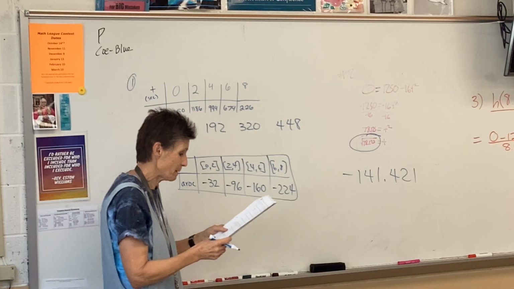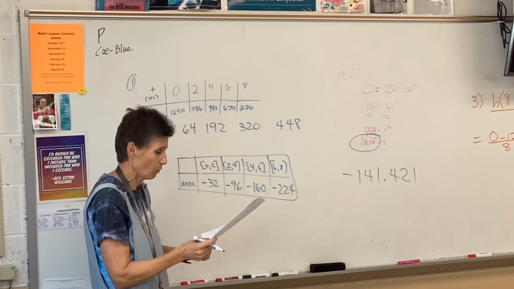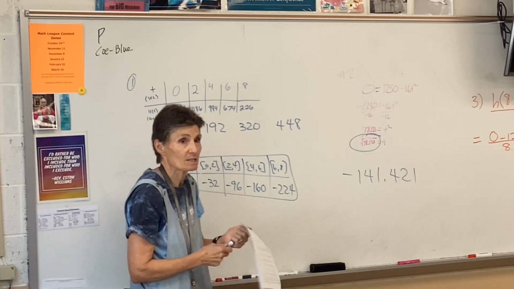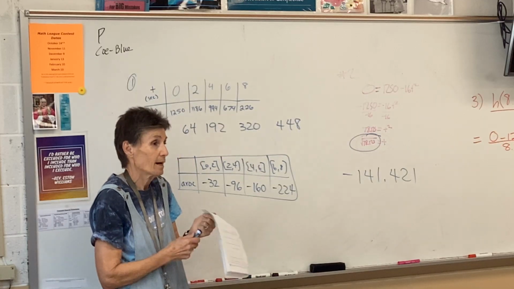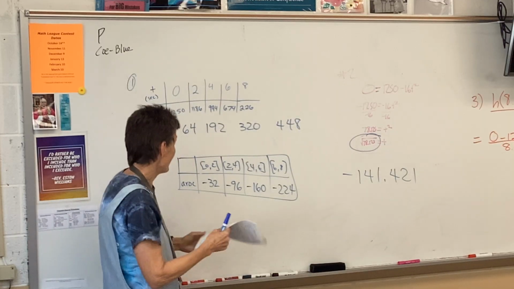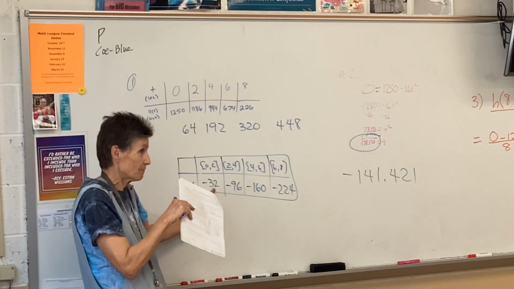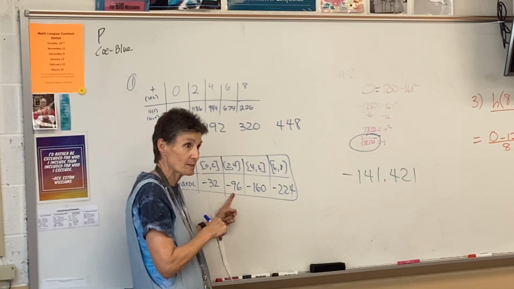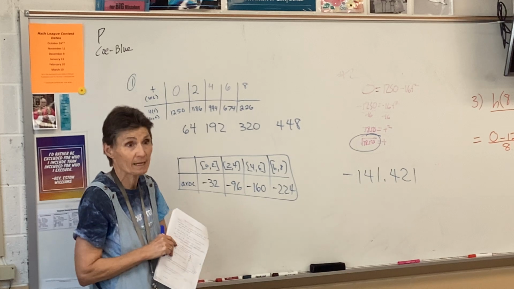Is the penny speeding up, slowing down, or falling at a constant speed? How do you know? Speeding up. And why is it speeding up? Yeah, it's pulling it down faster. So if it covered 32 feet in the first 2 seconds, but it went 96 feet in the next 2 seconds, it's speeding up.